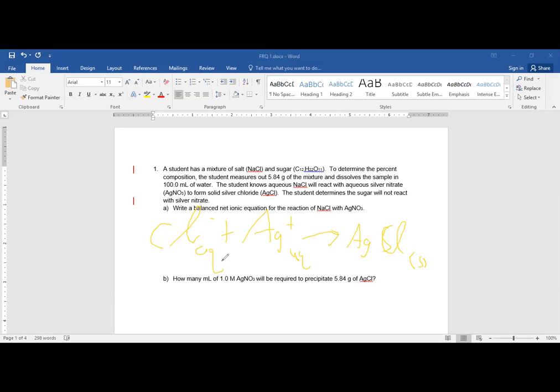All right, remember net ionic, spectator ions don't exist. Solubility rules: group 1 metals, ammonium, and nitrates never appear in net ionic equations, ever, ever, ever. So that's question 1.